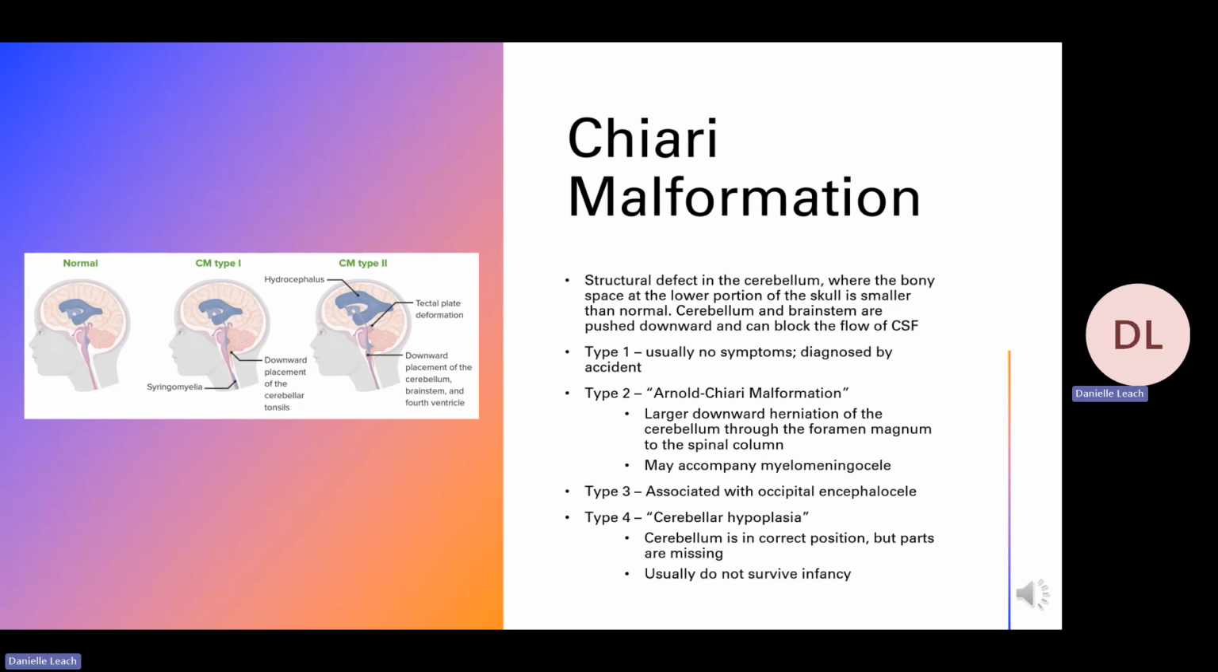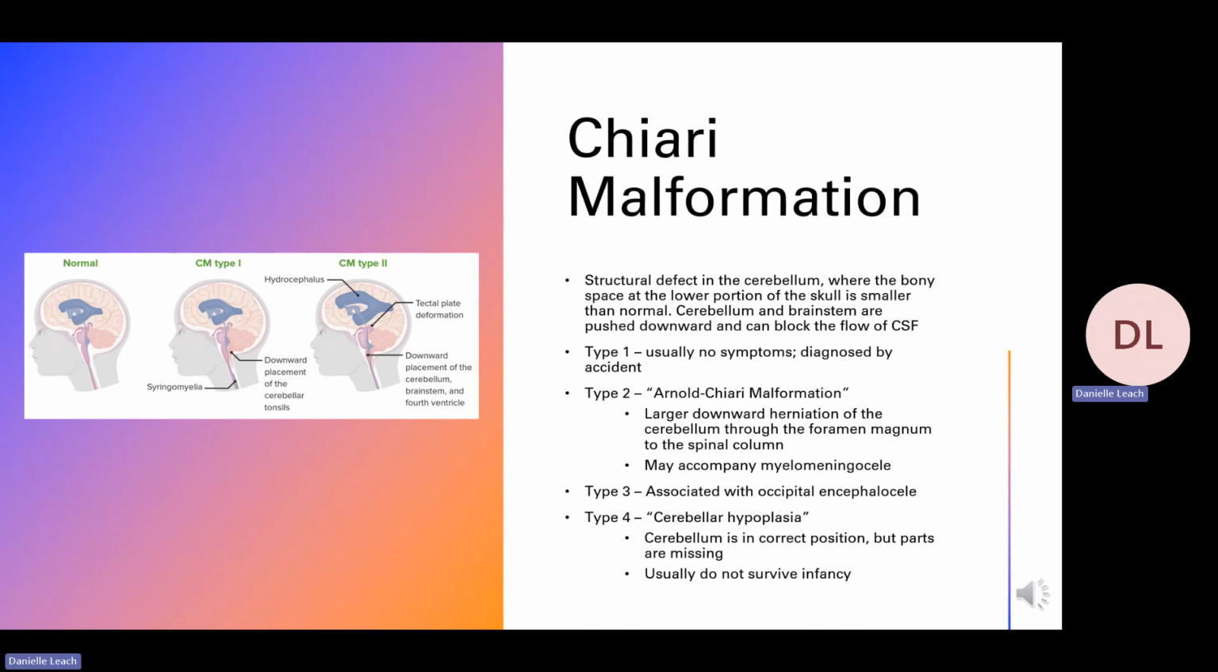There are different types of Chiari malformation. So type 1, there's usually no symptoms. The person usually doesn't know that they have it. It's frequently diagnosed by accident, say if the person has an MRI for some sort of accident or is being evaluated for another condition, they see it on MRI. This person could have very, very mild symptoms, but usually none.